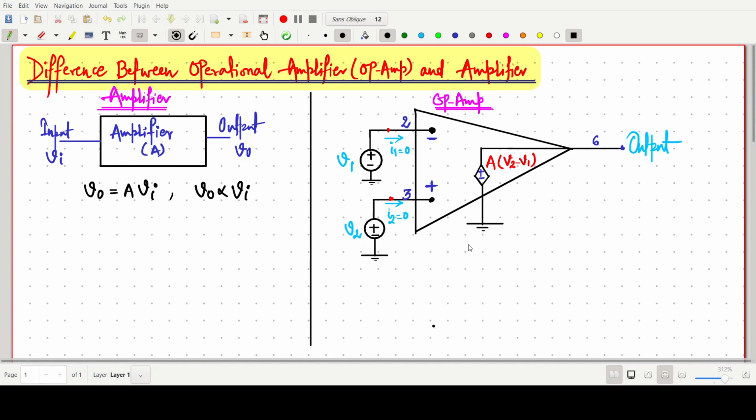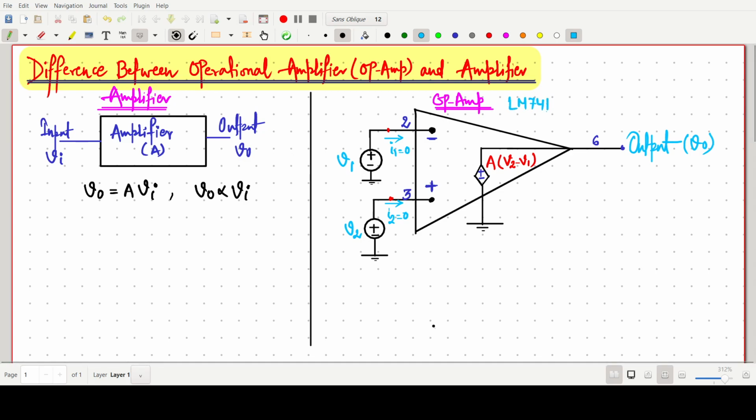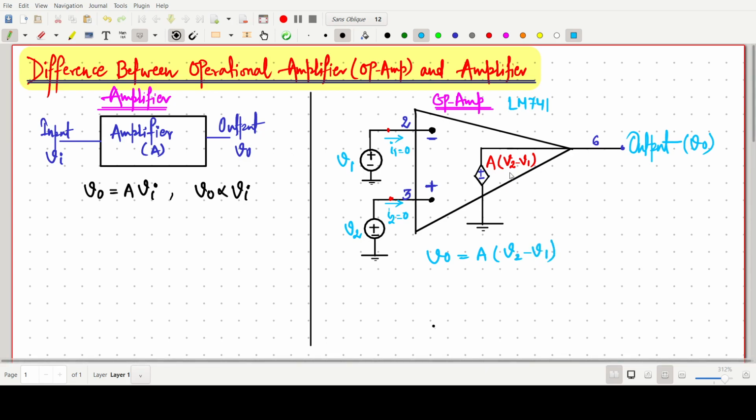But in case of an operational amplifier, this is the equivalent circuit of an op-amp, with output voltage V naught. It may be our LM741 op-amp. In this case, the output voltage V naught is A times (V2 minus V1), the difference between the two voltages across the non-inverting and inverting inputs. So this is one of the differences we can say.